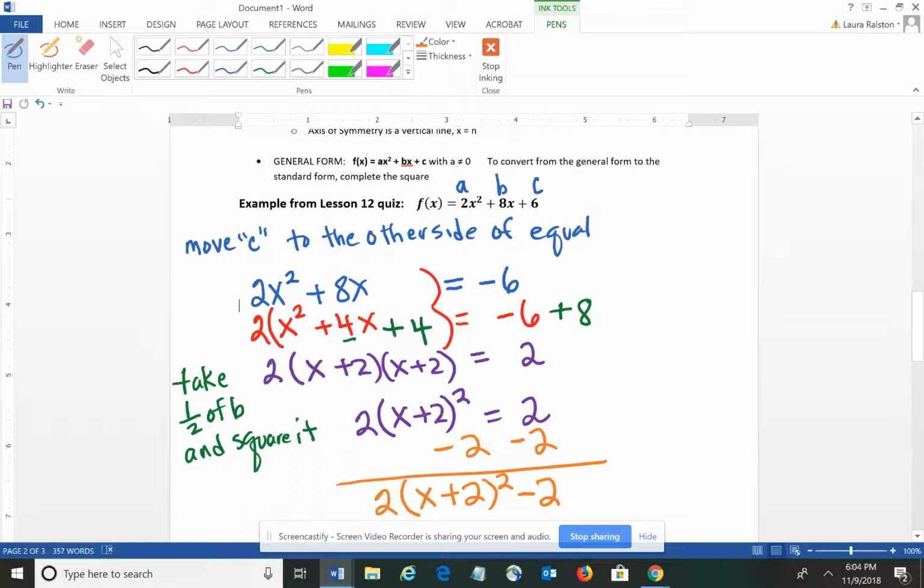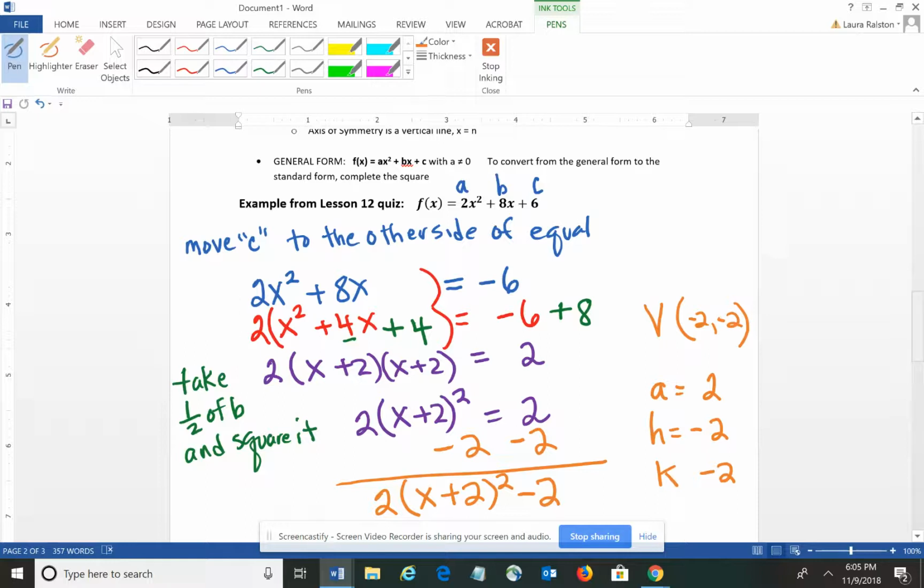So at this point, I know that A is 2, which means my parabola is going to open upward because it's positive, and it will be vertically stretched. The H is negative 2, and K is negative 2. So my vertex, the low point on my curve, is going to occur at (-2, -2).